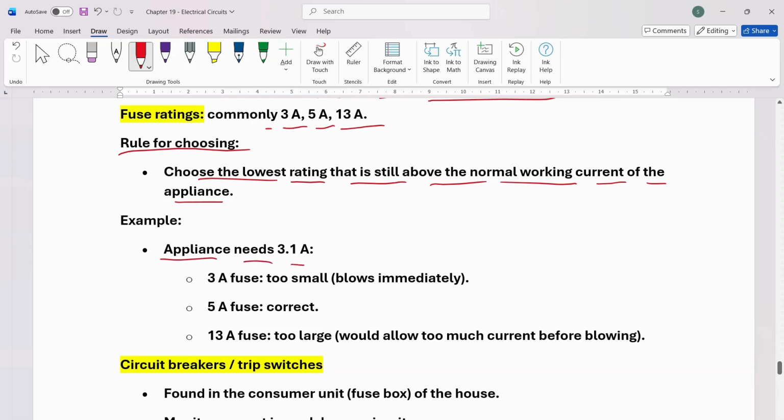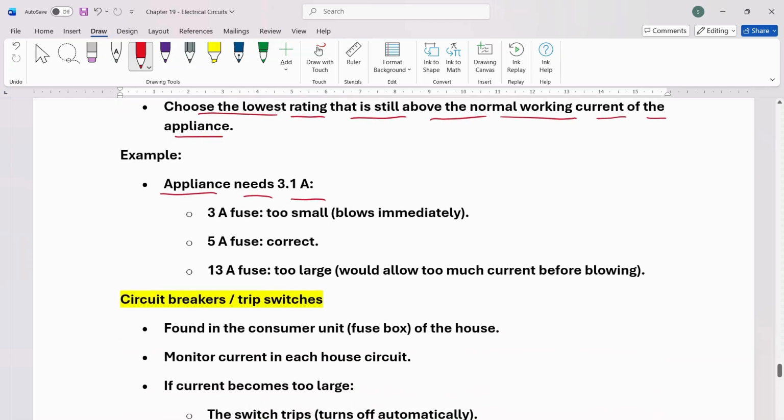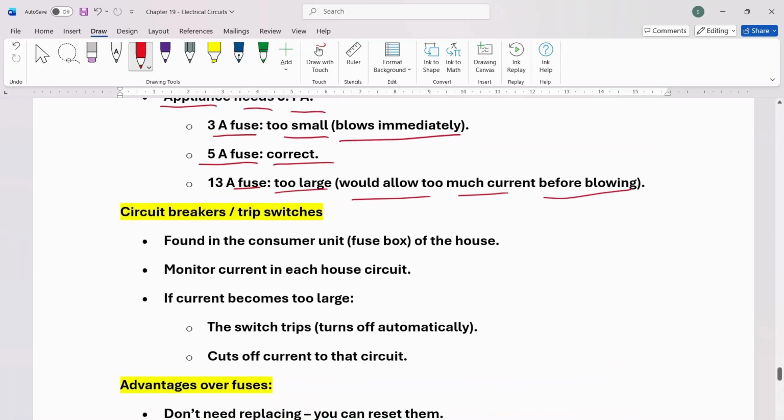Example: an appliance needs 3.1 amperes of current. A 3 ampere fuse will be too small and blow immediately. A 5 ampere fuse will be correct for it. A 13A fuse will be too large, and would allow too much current before blowing.